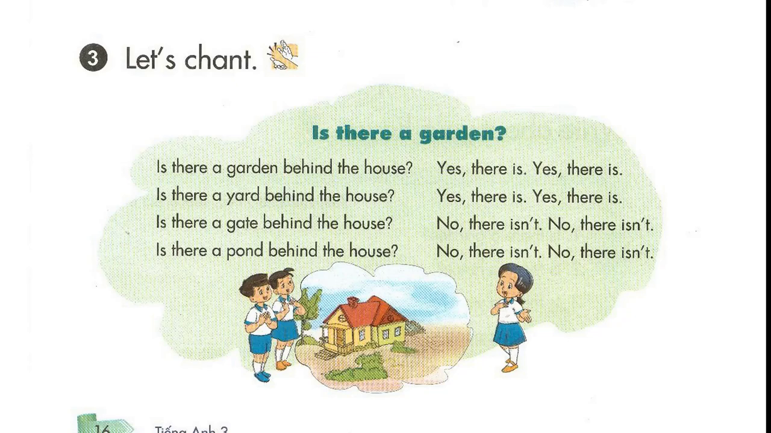Page 16. Lesson 3. Activity 3. Let's chant. Is there a garden? 1, 2, 3, 4. Is there a garden behind the house? Yes, there is. Is there a yard behind the house? Yes, there is. Is there a gate behind the house? No, there isn't. Is there a pond behind the house? No, there isn't.